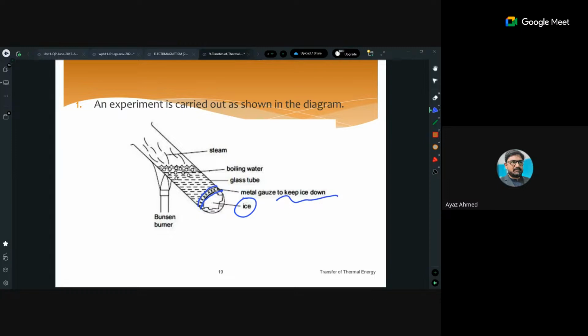Then the water is above it, and the water is heated from here with the help of a Bunsen burner. The tube is heated, glass is a poor conductor, and water is a poor conductor. So this area would have high temperature. Got it? Because when the water molecules are heated, they move upward, so there would be very little motion of molecules downward. So the ice does not melt for a long time. Got it?